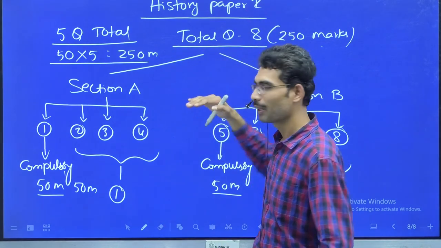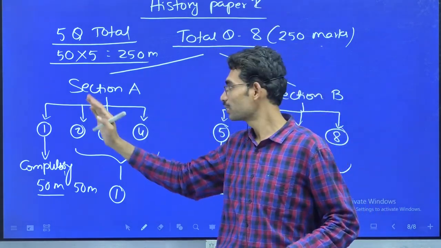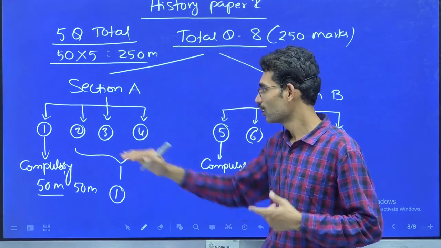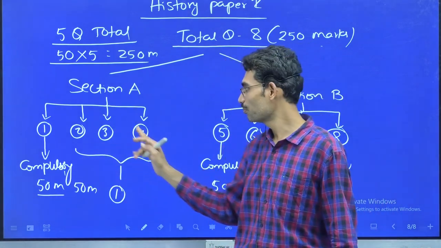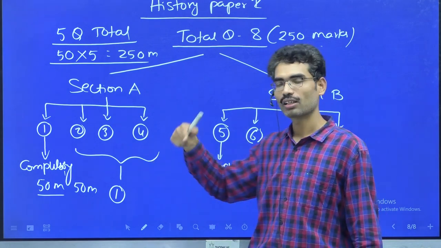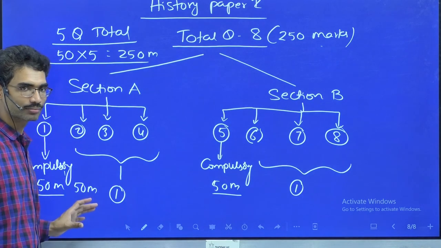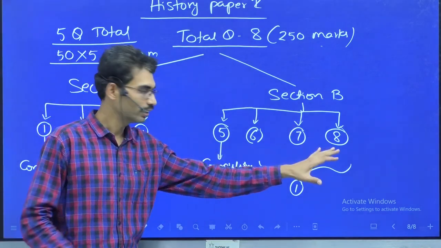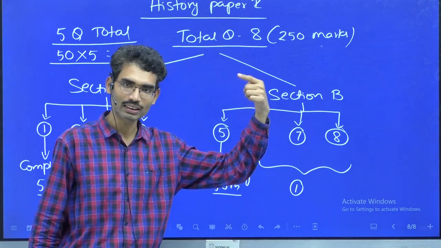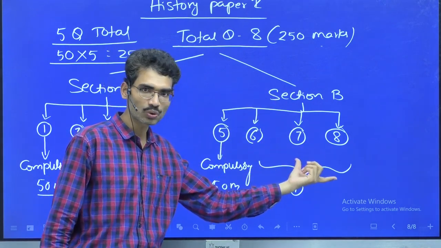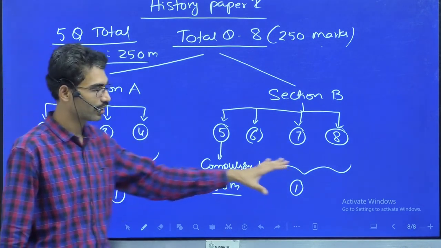This is paper 1. Paper 2 also, same instruction. Again, paper 2 has the same section A and section B. From section A, first question compulsory, and section B, 5th question is compulsory. Remaining things, minimum 1 you have to select. So that means you can write maximum 3 here. So minimum 2, minimum 2. Definitely 2, 2 you are going to select. So out of 6, 7, 8, you have to select either 1 or 2. If you select 2 questions here, then from 2, 3, 4, you have to select only 1. Then only all 5 questions.